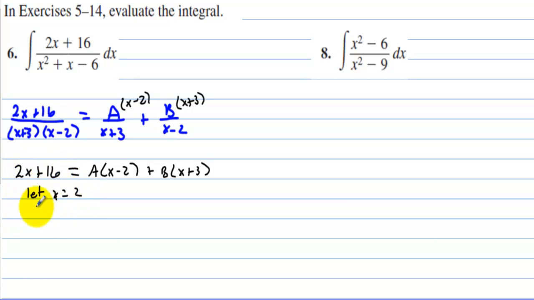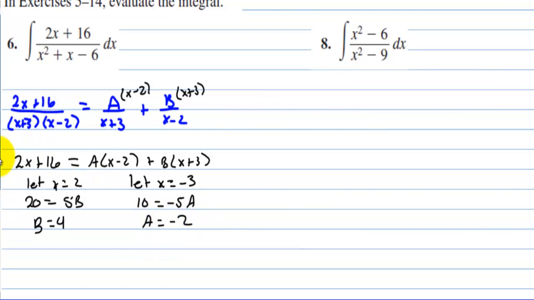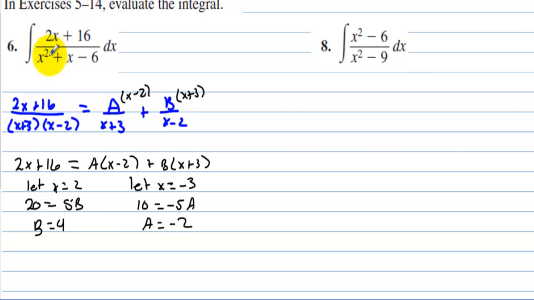We have 4 plus 16, that's 20. This part will go to 0, that's why we picked 2. And then this one will be 5B. B is now equal to 4. Let's let x equal negative 3. We have negative 6 plus 16 is 10, and negative 3 minus 2 is negative 5. A is equal to negative 2. Now we've turned the original fraction with a quadratic denominator into two fractions with linear denominators.